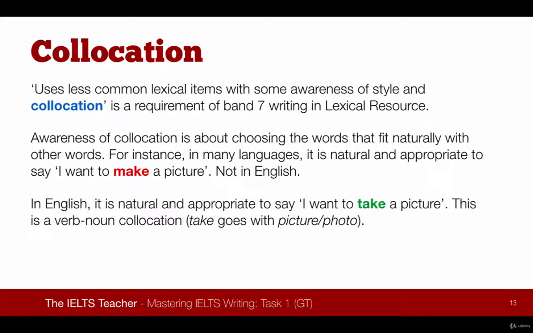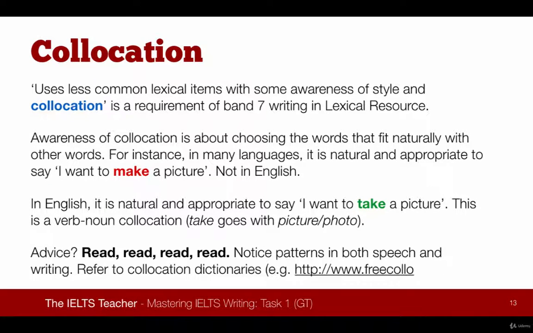Now, to improve in terms of your collocation skill, read, and read some more. I always recommend that. You'll begin to see that some of the collocations that exist in your language don't exist in English, and they can be quite different. Try to notice patterns in both speech and writing, and refer to collocation dictionaries as well if you are unsure. Websites like freecollocation.com are very, very useful. If you want to know more about collocation specifically, you may want to think about checking out the specific lecture in the Task 2 course.